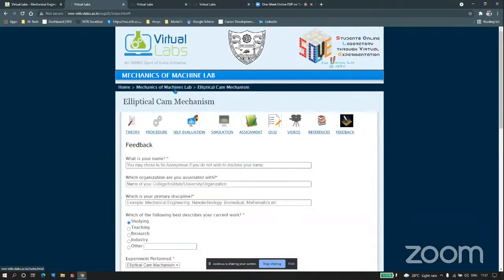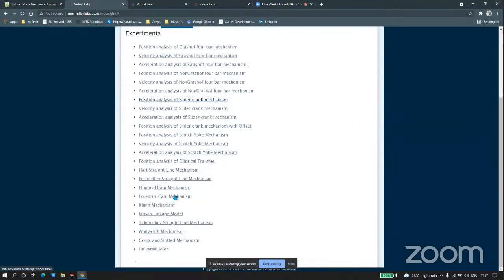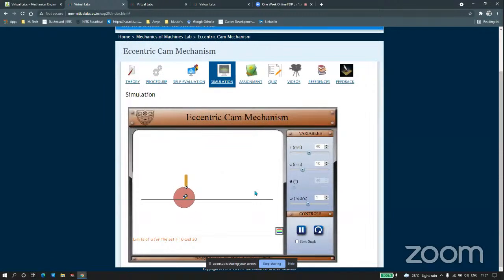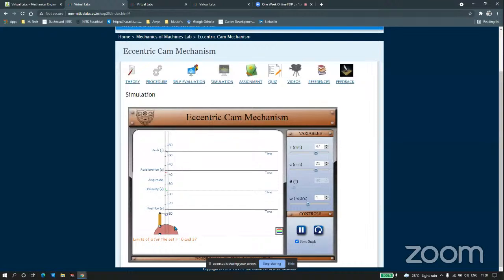So moving on to the next experiment, the eccentric cam mechanism. Here also, this is a similar experiment to the elliptical cam. So I'll move on to the simulation. Here you can vary the eccentricity and the radius of the cam. Here also you'll get the graph, so you can know the position of the follower, and the velocity, and the acceleration and the jerk with respect to time.